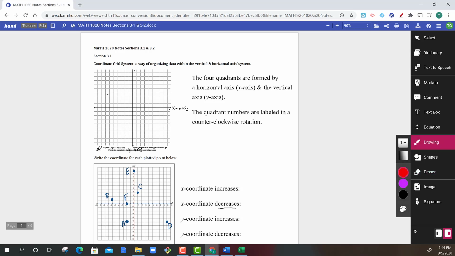All right, so in this video, we're going to go over just graphing basics. Make sure you pause the video if you need to copy down the notes. So there's some notes there.